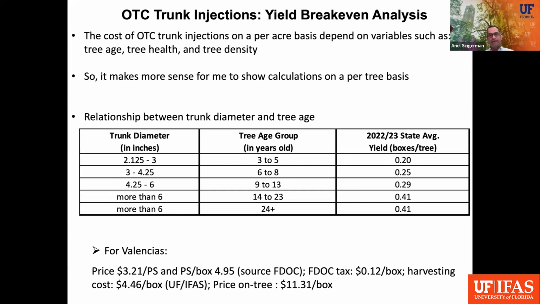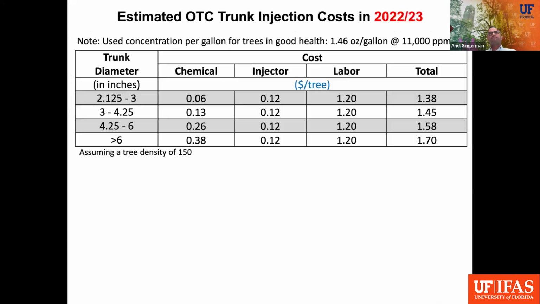Also, using data from the FDOC for this past season, their latest estimate for the price of Valencias was $3.21 per pound solid. And on average, they got 4.95 pound solids per box. Taking into account the FDOC tax and the harvesting cost, I can calculate the price on tree, which was $11.31 per box.